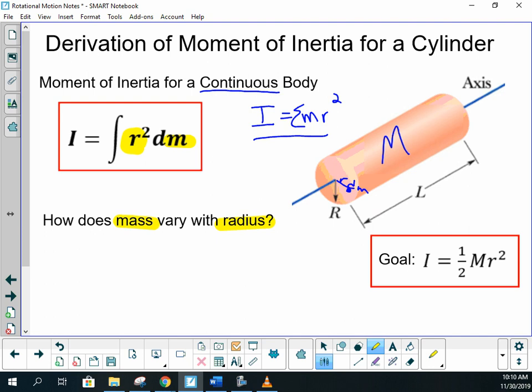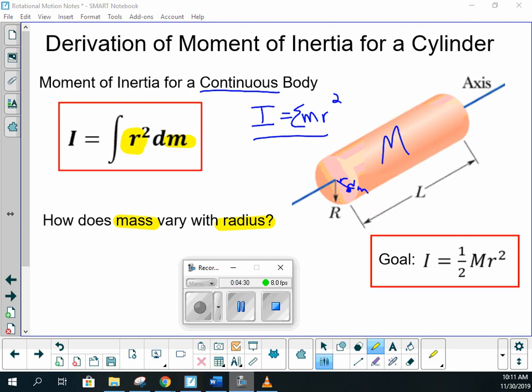So what I'd like you to do right now is pause your video and write out two things. I would like you to write out the formula for the density of a solid object, and the second thing is to find the volume of a cylinder. So write the equation for the volume of the cylinder, and also an equation for the density of an object.